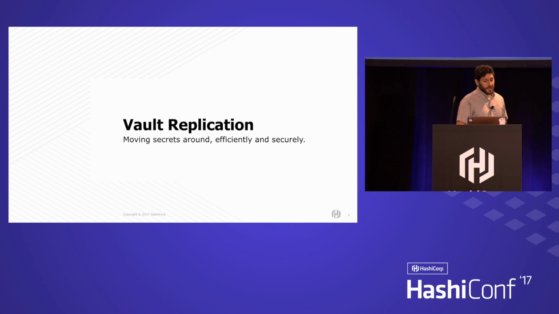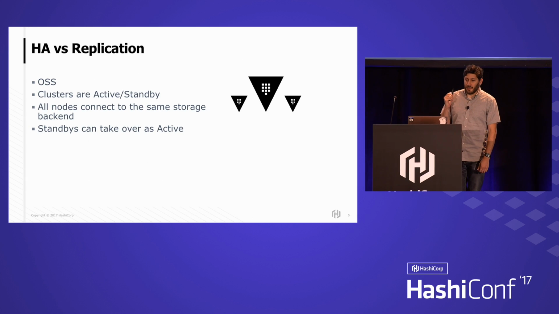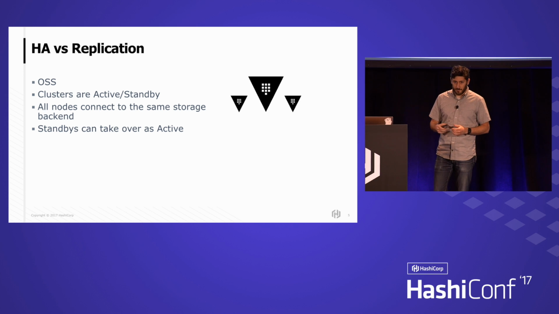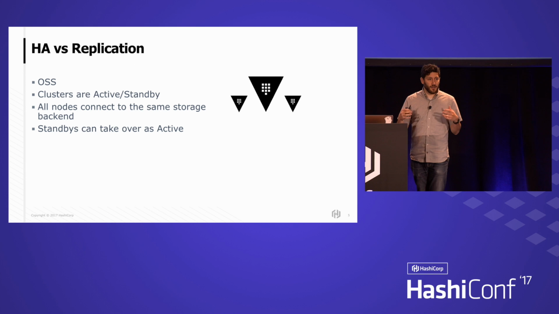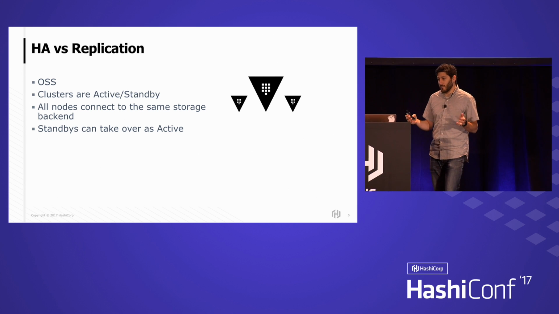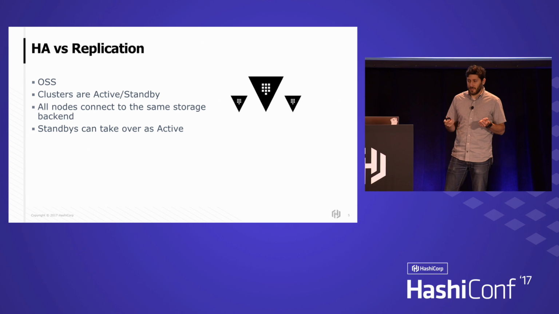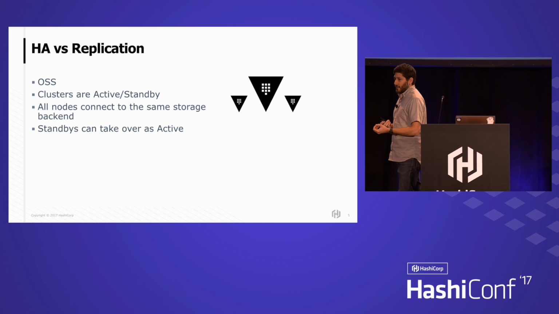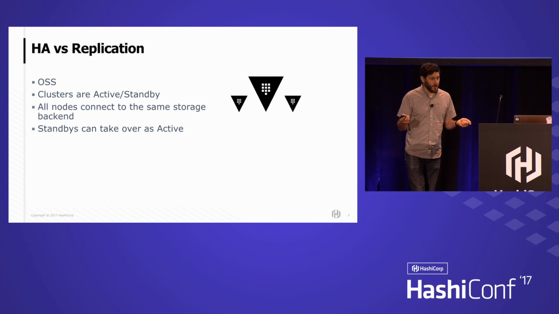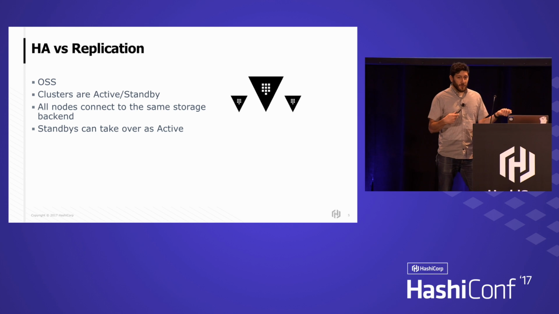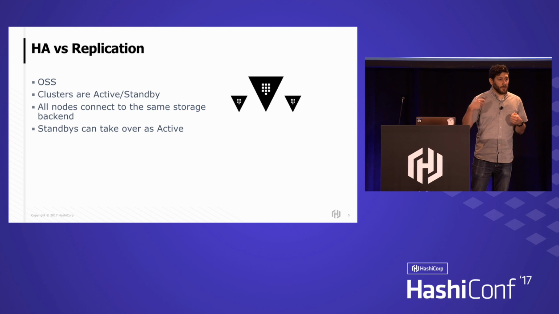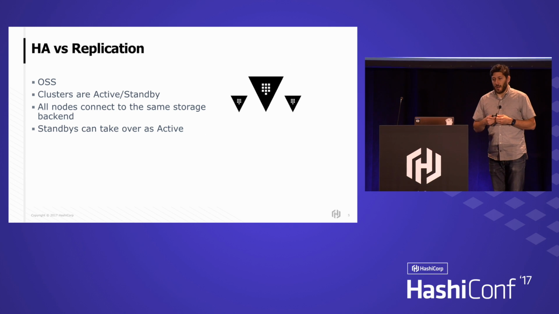So first, we'll talk about Vault Replication. The distinction between the high availability feature of Vault and the replication feature of Vault is that high availability has been around for quite some time in Vault, and it's available in the open source version. In high availability, clusters are active and standby, so you have one active node and one or more standby nodes. If the active node goes down, a standby can take over leadership and become active. So this is a feature that allows the minimization of downtime.